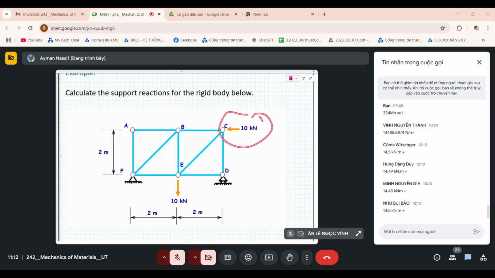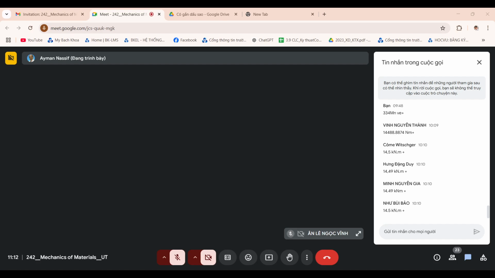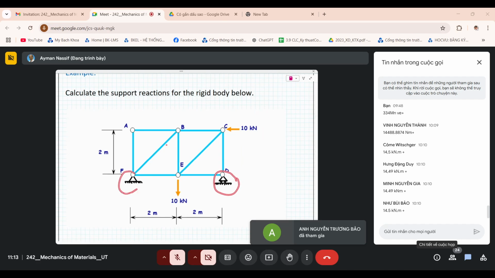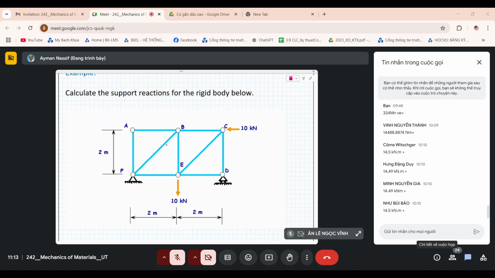You have 10 kilonewtons acting horizontally, 10 kilonewtons acting vertically, and you have a roller support here and a pin support here. I will explain these circles next week, so you don't need to worry about them for now. Think of this as a rigid body of any shape, with these forces acting on it, supported like this. I'd like you to calculate the reactions at F and D, please.